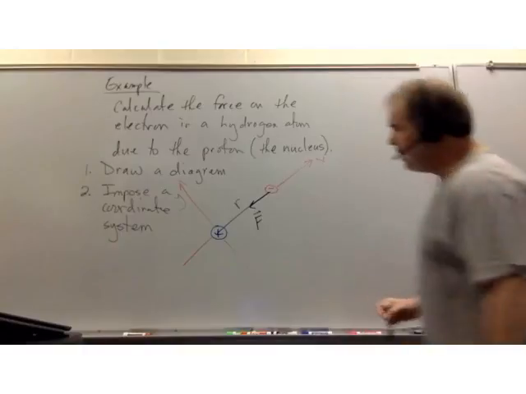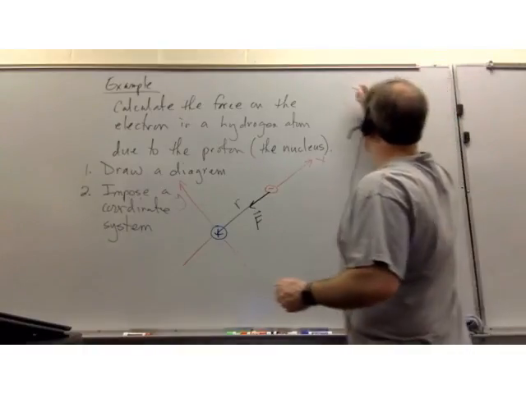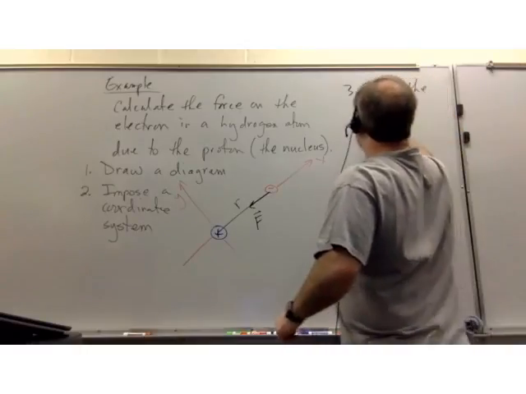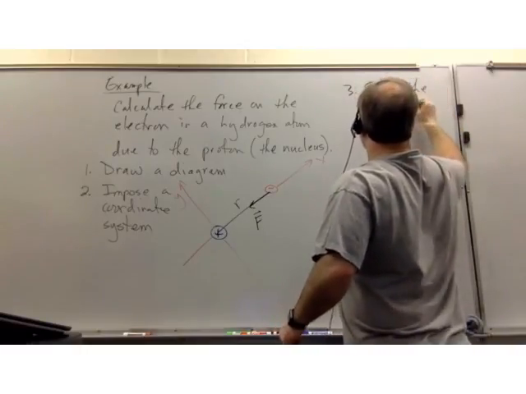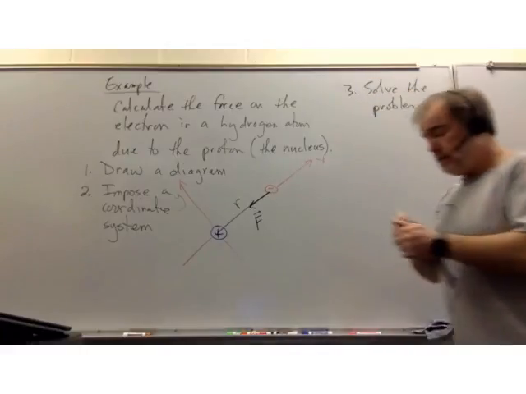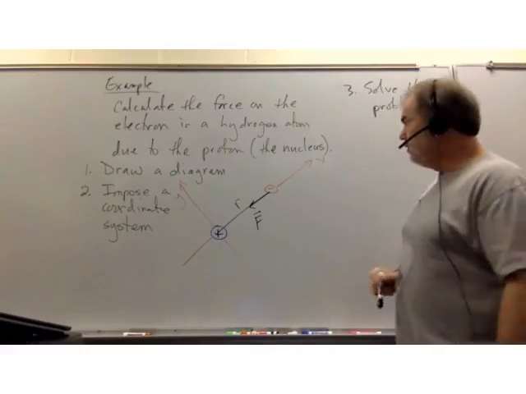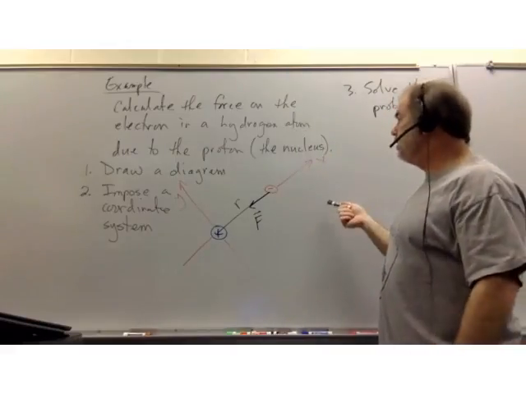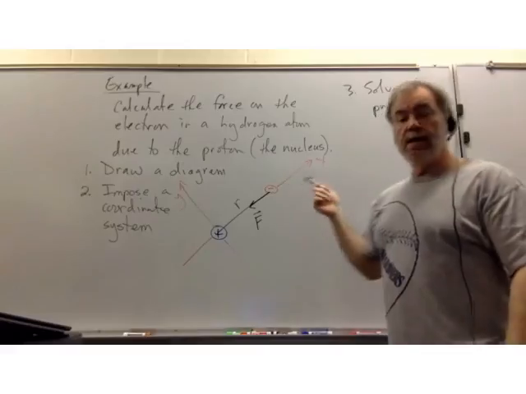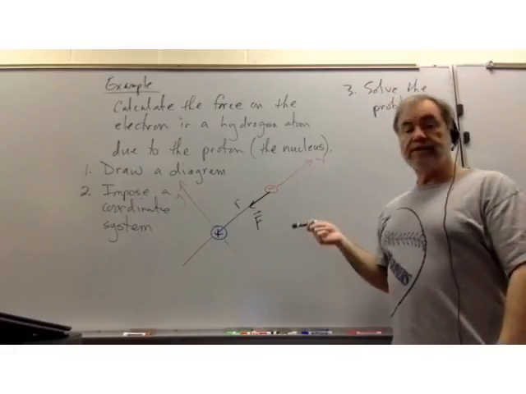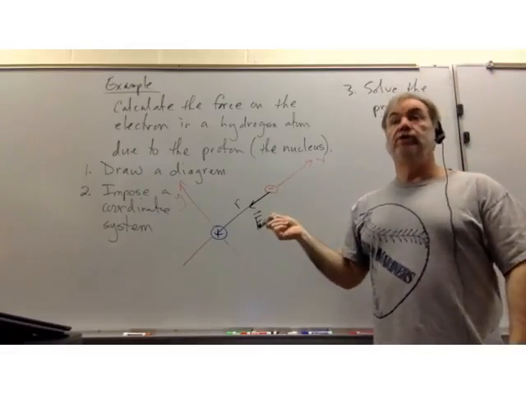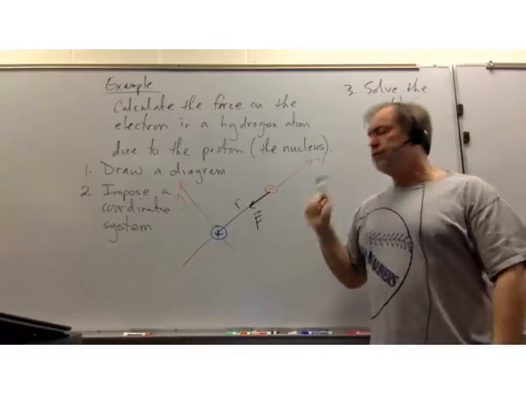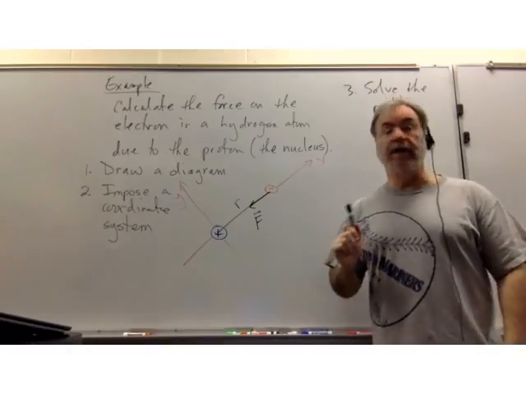Okay, so that's that. And then finally, step 3, solve the problem. We take a look at this, and the question asks us to calculate the electric force on the electron. So what do we have? We have a couple of particles, things that we know. We know their masses. We know their charges. We don't necessarily know their distance, although actually we do, and I'll explain that in a moment.